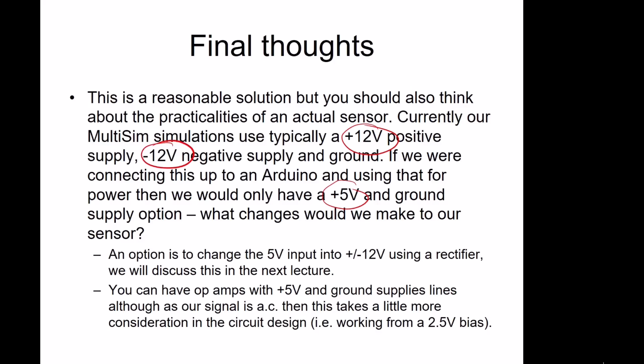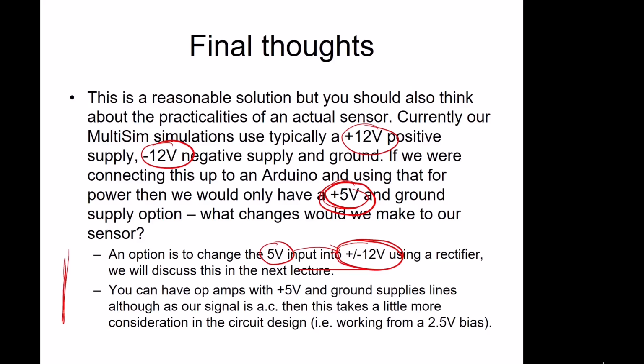It's just something to bear in mind that in practice you do need to consider your power supplies as well. A couple of options I've suggested: we can take our 5 volt power supply from our Arduino and then use a rectifier to change that into plus or minus 12 volts, which we can then use to power our op amps. We'll discuss rectification in tomorrow's tutorial material. And we actually use this technique when we do this practically in the lab. We actually use a rectifier to change 5 volts into plus or minus 12 volts.